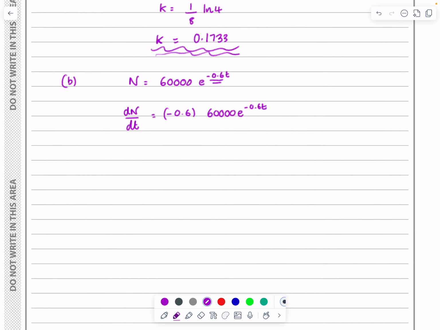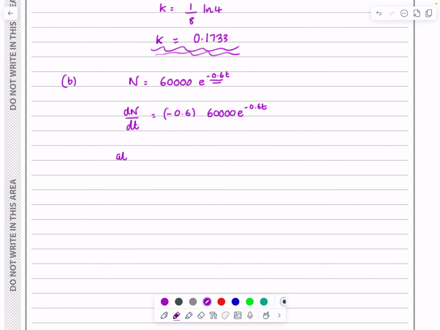If that's causing you problems, you're going to need to go back and do some more work on that, I'm afraid. That is relatively straightforward. These functions always look like this. They always look like something horrible when we're doing the exponential modelling, but actually working with them isn't too bad. And we wanted dN/dt when t equals 5.